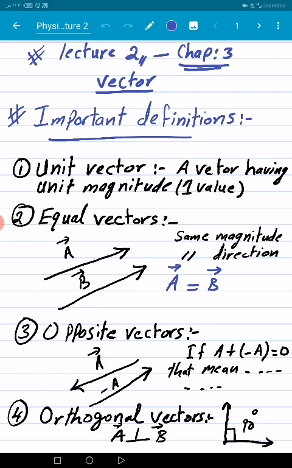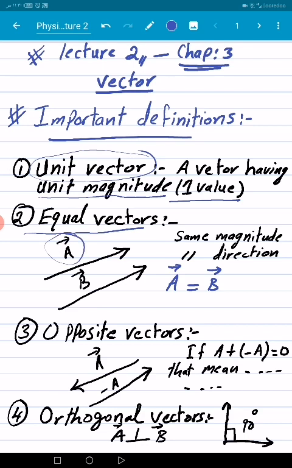So today we start lecture 2 in chapter 3 about factors. Important definitions that I discussed with you. Number 1, the unit factor. When the factor has a unit of magnitude, that means the value of 1, we say the factor is a unit factor. So that means the factor has a unit of one value. Number 2, the equal factor.